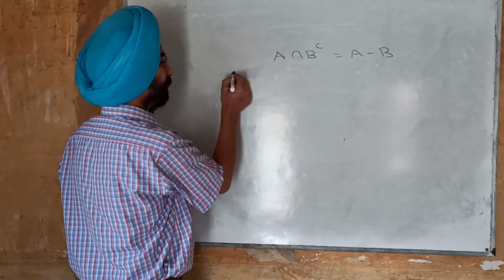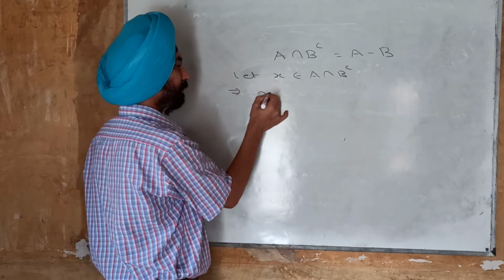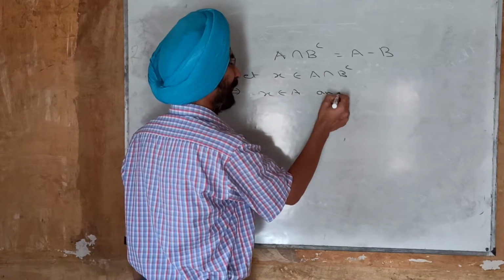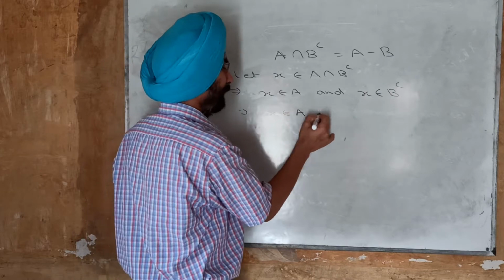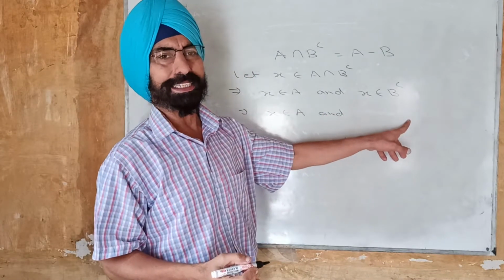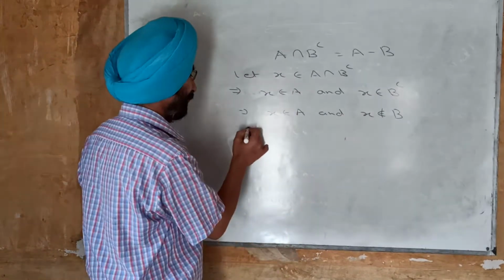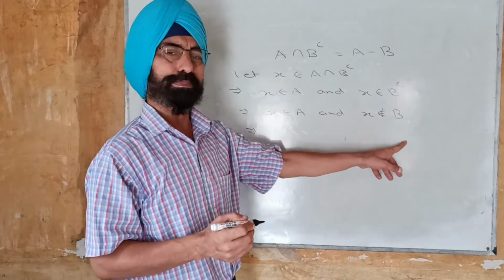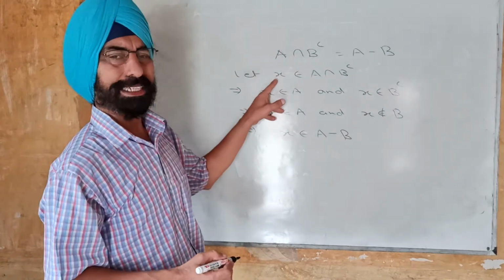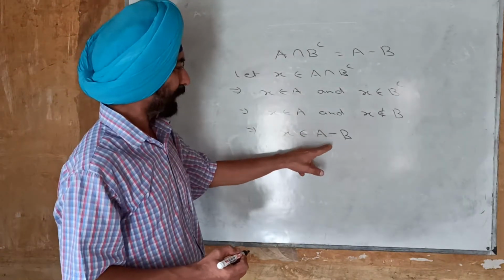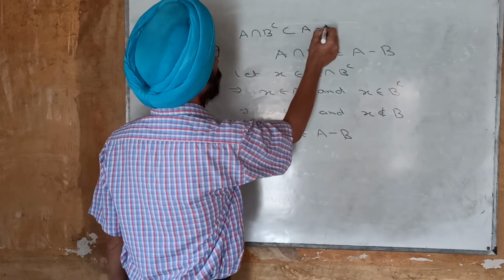So we start with, let X be an arbitrary element of A intersection B complement. This means X belongs to A and, intersection meaning and, X belongs to B complement. That means X cannot be a member of B. So X does not belong to B as X belongs to its complement. Now X is a member of A which is not in B. That means X is a member of A difference B. We have taken this arbitrary element X from the set A intersection B complement and now it comes into the set A minus B, proving A intersection B complement is a subset of A minus B.